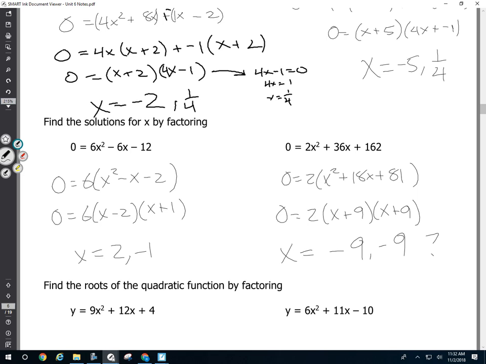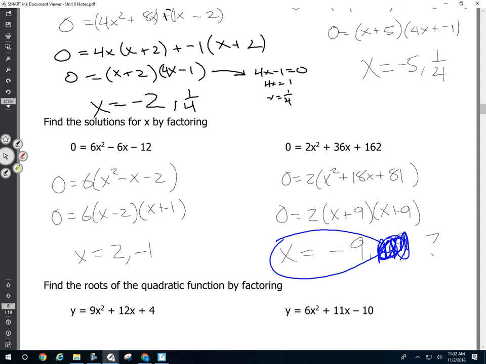I got 2 times x plus 9 times x plus 9. That's x plus 9 squared. So that means my 2 solutions are -9 and -9. Does that make sense? Yeah, this is the same thing. Just -9.